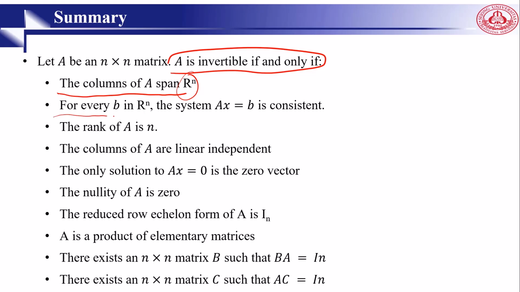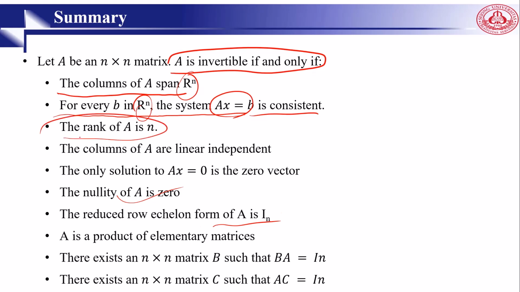Then we have for every b in Rn, the system Ax equals b, which is our equation, is consistent. It means that for any vector b in the n-dimensional real vector space Rn, there exists at least one solution x that satisfies the equation. The only solution to Ax equals 0 is the 0 vector. The nullity is 0. The nullity of A is 0. The reduced echelon form is the identity matrix.